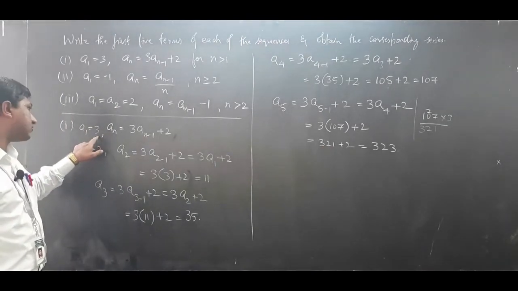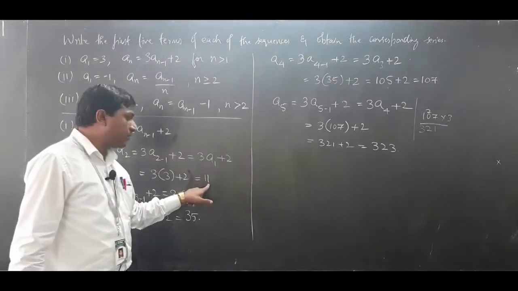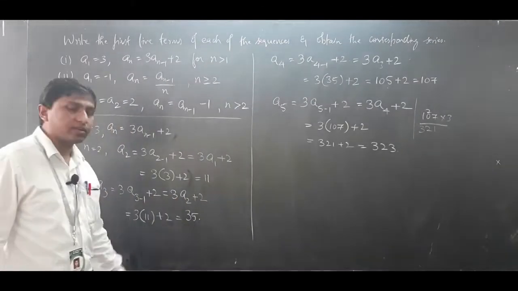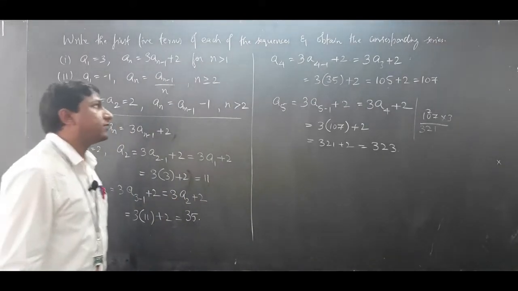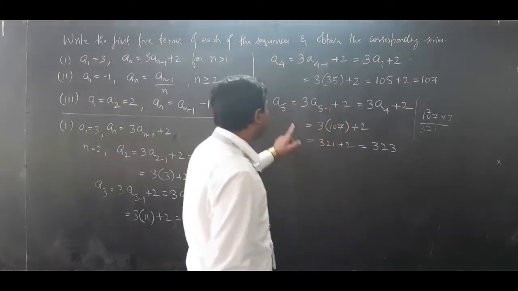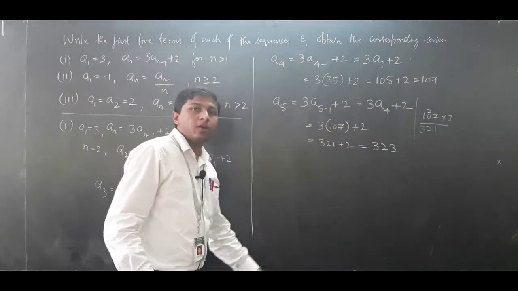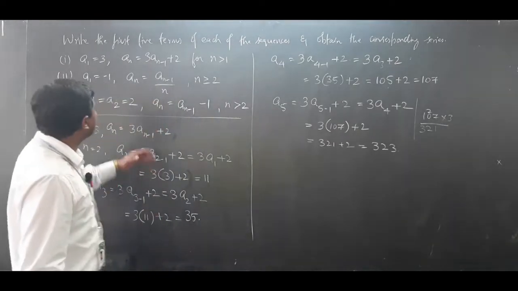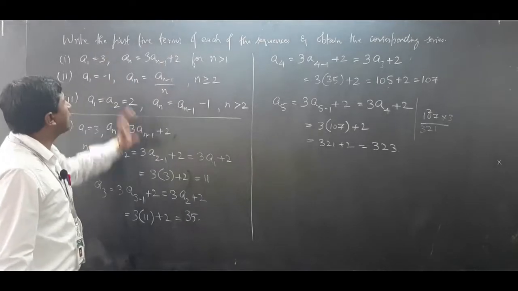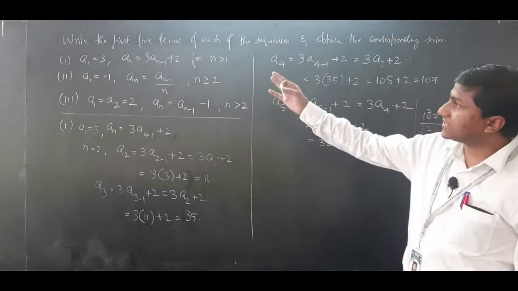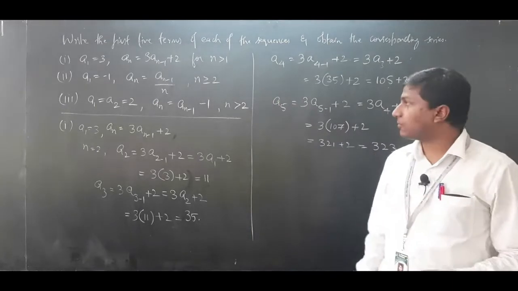So we have found out the next 4 terms of this sequence. The first term is 3. The second term we calculated as 11. The third term we calculated to be 35. The fourth term we got as 107. And the fifth term we got to be 323. So we have found the first 5 terms of the sequence in question number 1.